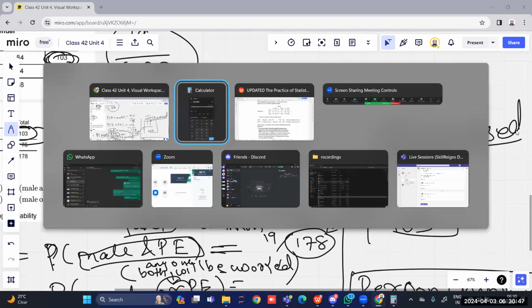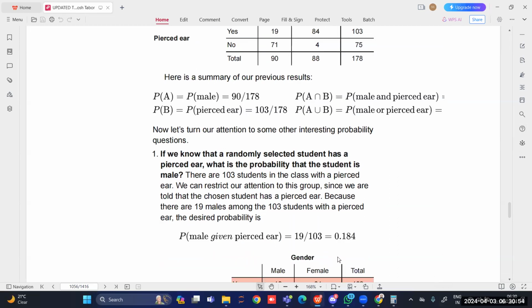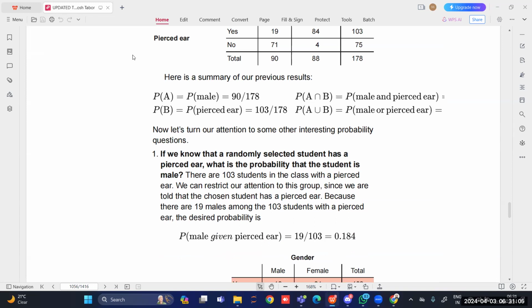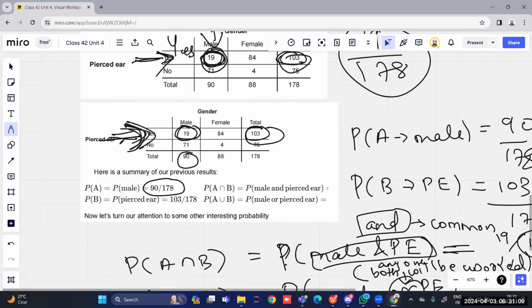Here it has increased. Got that, Zaid? What is the difference? So see here, there are 103 students in the class who are pierced, correct? So our sample space will be 103. We can restrict our attention to this group. See how we have restricted here. We look into this column only.